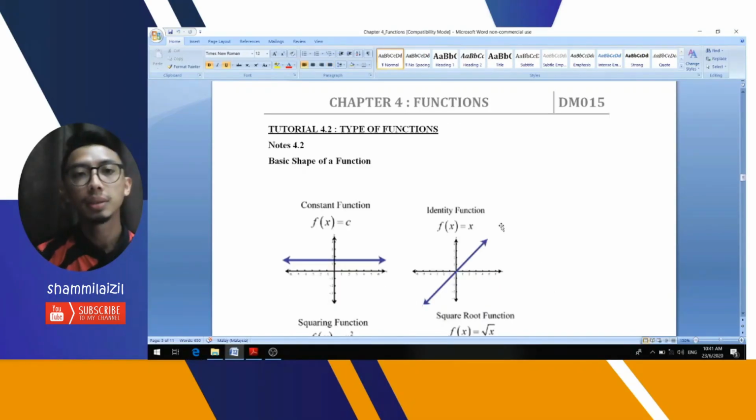Hi guys, so we will proceed with tutorial 4.2, types of functions. So let's talk about the notes. In 4.2 we will learn how to sketch a constant function, linear function, quadratic function and surd function.